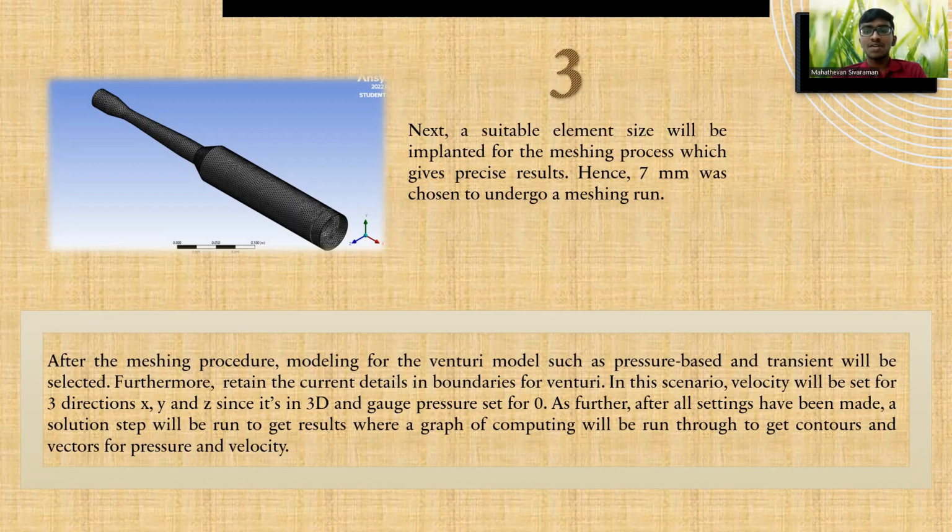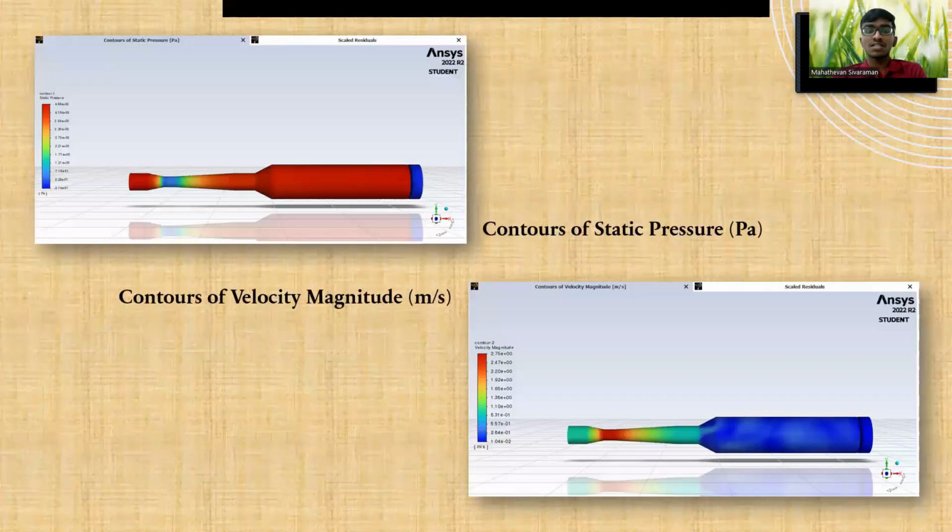In this scenario, velocity will be set for 3 directions, XYZ, since it's 3D, and gauge pressure set to 0 as an example. Further, after all settings have been made, a solution step will be run to get results, where a graph of the computation runs through and gives us contours and vectors for pressure and velocity finally. So these are the results we obtained from the analysis.